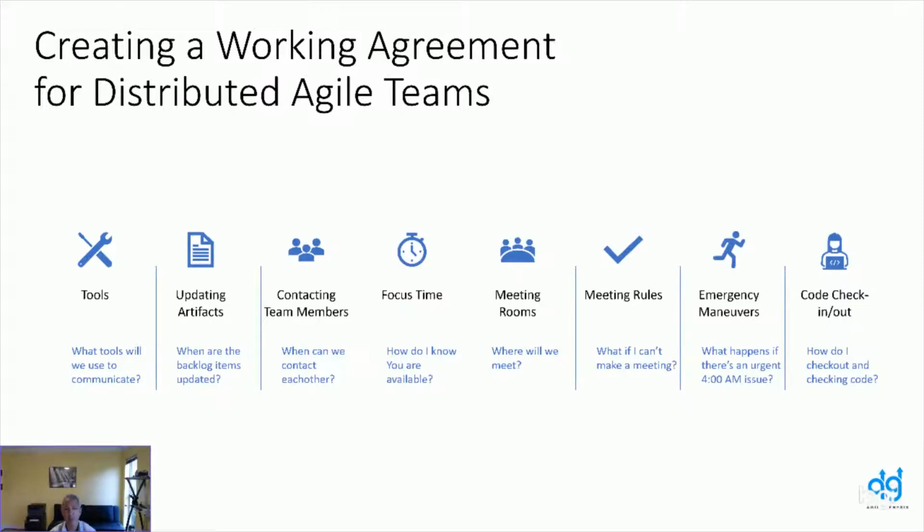Other elements that are important are things like when can we contact each other? We might have time zone distribution here. Time zone dispersement is very common now. My 5 o'clock is maybe your 10 o'clock p.m., and that can get in the way of work-life balance. So let's agree on when can we contact each other, and maybe even have a level of contact depending on the gravity of what I need, right?